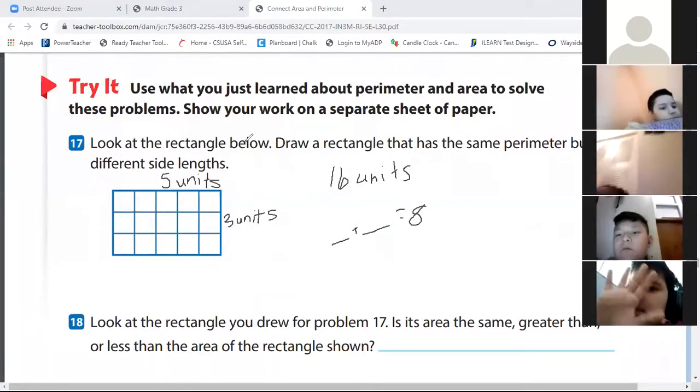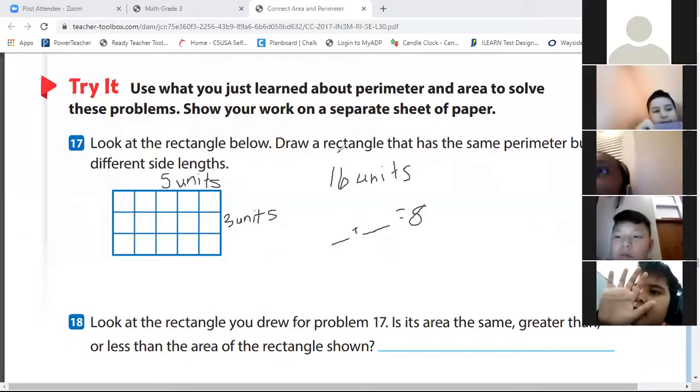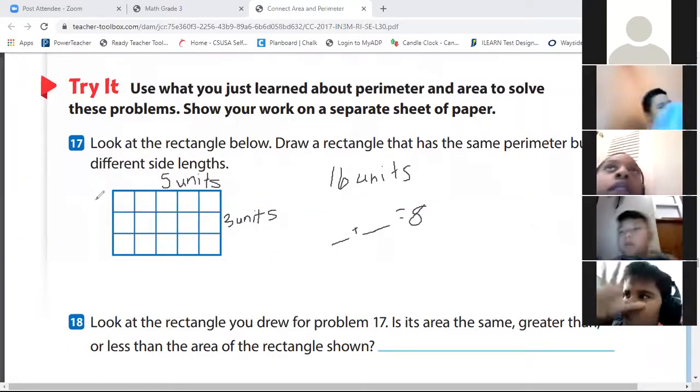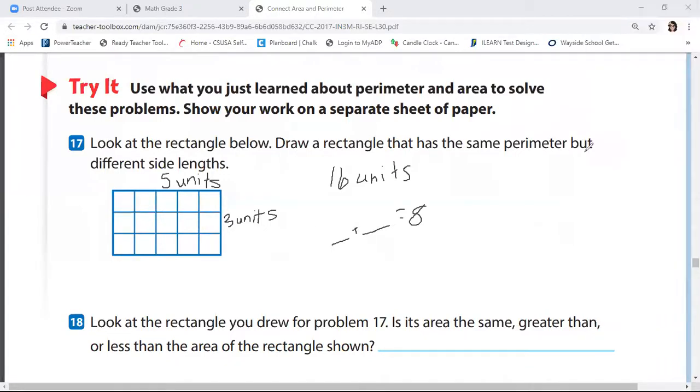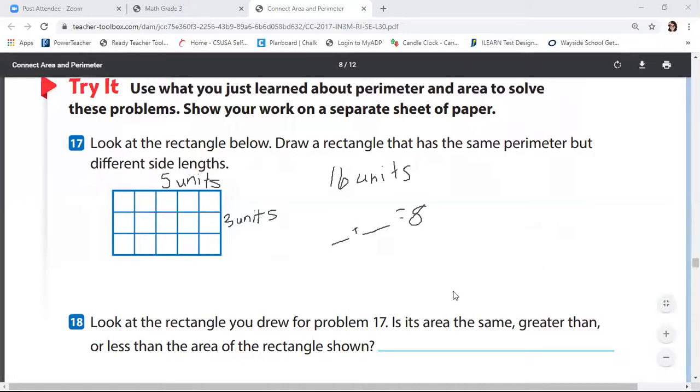So your assignment is to just draw one different one that has the same perimeter. And then I want you to find the area of the one that you drew. And then answer number 18: is the area the same, greater than, or less than the area of the rectangle shown? So this is your takeaway for today. This is kind of like your exit ticket, and we'll start off with this on Thursday.